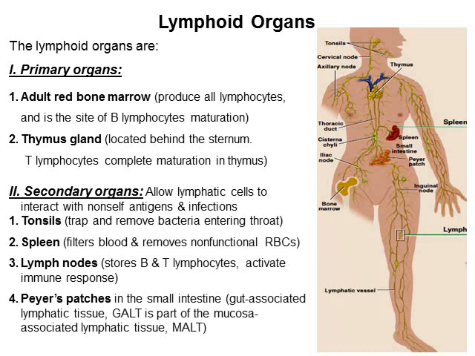These Peyer's patches in the small intestine are associated with the digestive system, so they are called gut-associated lymphatic tissue, GALT, which is part of a bigger group called the mucosa-associated lymphatic tissue, which is the lymphatic tissue associated with mucosa all over the body. So these are the secondary lymphoid organs.